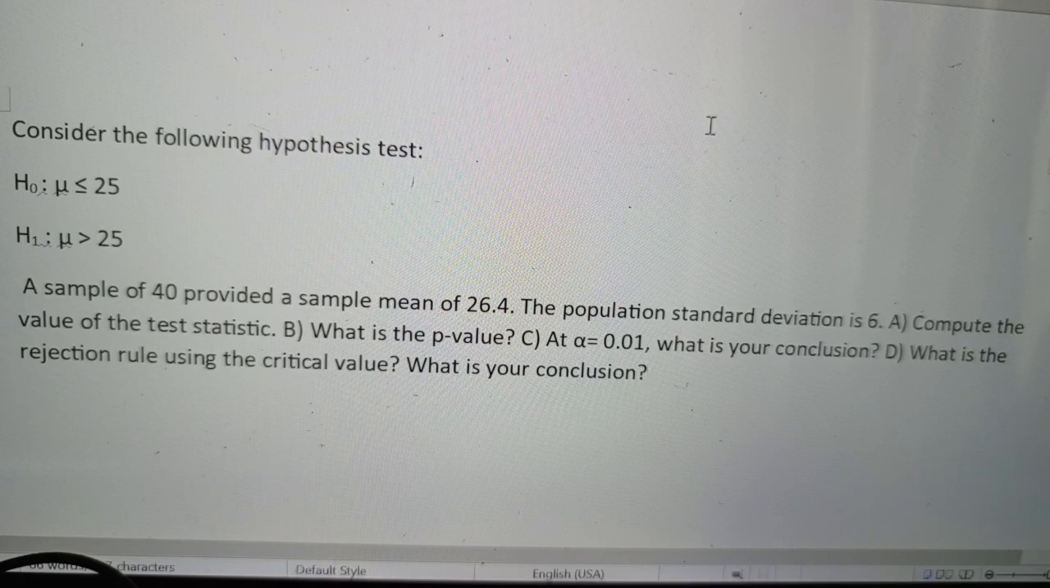Then, what is the rejection rule using the critical value, and what is your conclusion? To find the critical value and come up with a conclusion, you need to understand what is referred to as the level of confidence. So let us consider how you calculate the test statistic. Let us compute the test statistic together.